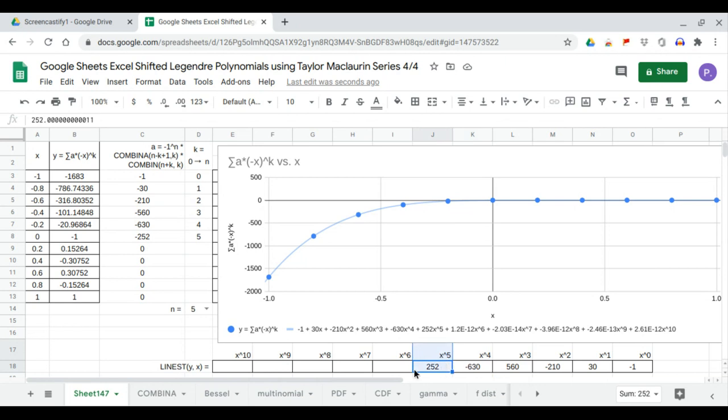This completes the use of Taylor-Maclaurin series sum, combina and combine function, and the LINEST polynomial regression to complete or to generate the trend line and the trend line equations of shifted Legendre polynomials.